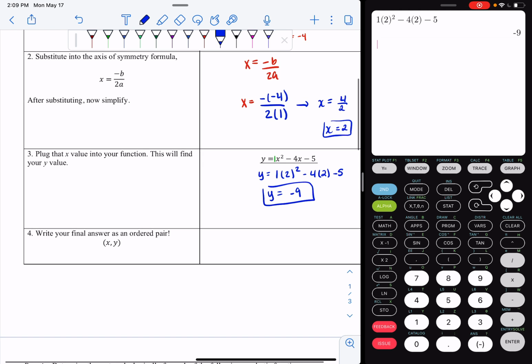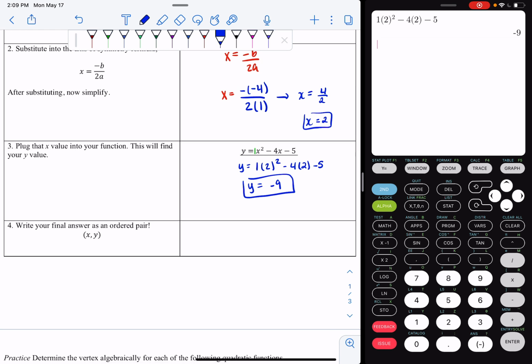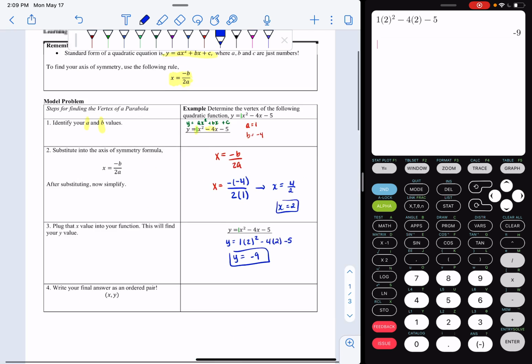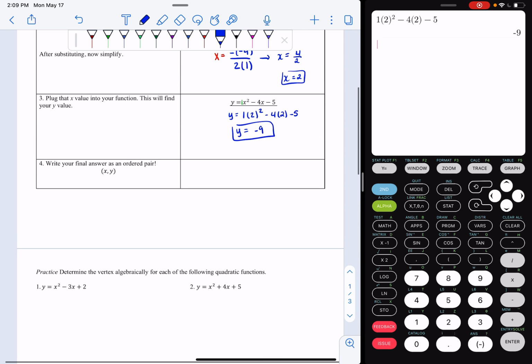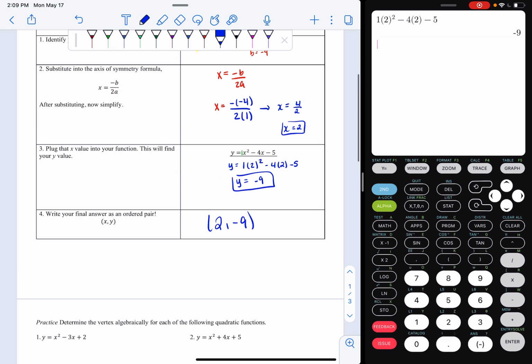Now that I have an x value and a y value, I know what my vertex is. My vertex is written as x comma y. My x value is 2. My y value is negative 9. So I can write this as 2, negative 9. So the vertex of this parabola is 2, negative 9.